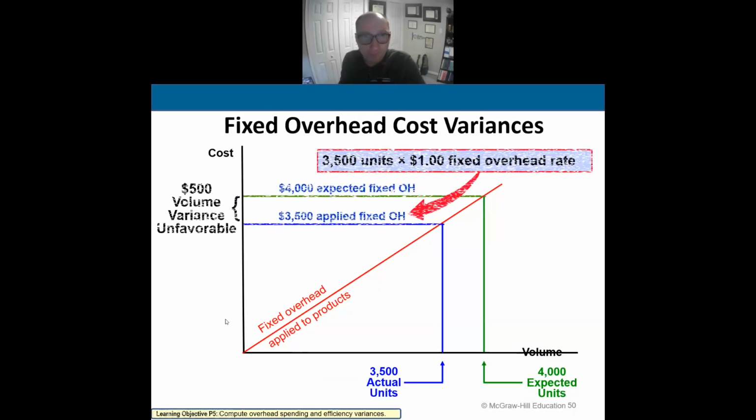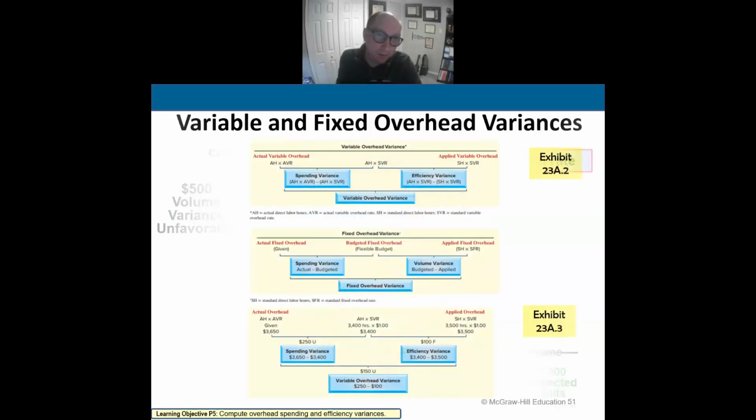For fixed costs, as you know, fixed costs do not change regardless of the level of activity. Those will remain fixed. However, there will be an inflection point between the fixed cost and the variable cost. And we can find the variable and fixed variances by plugging the values into the formulas.